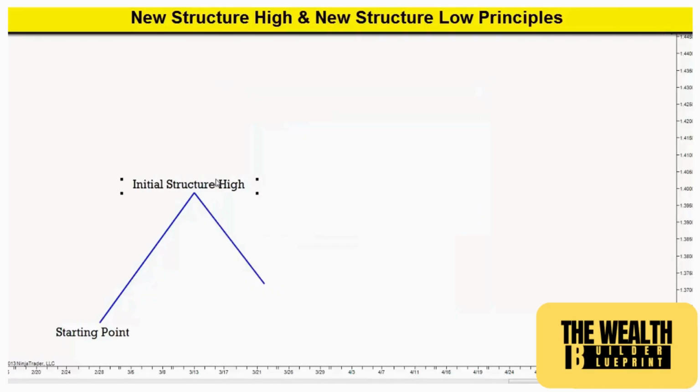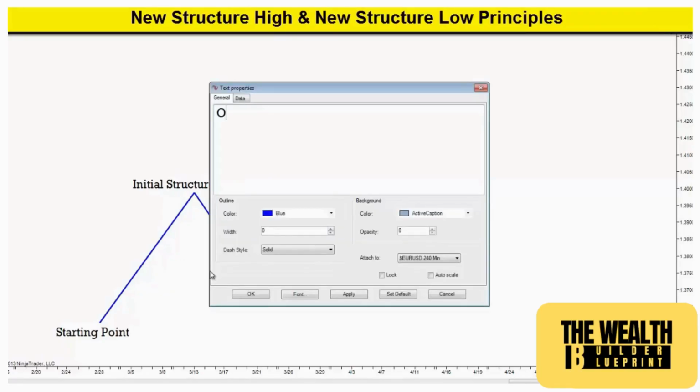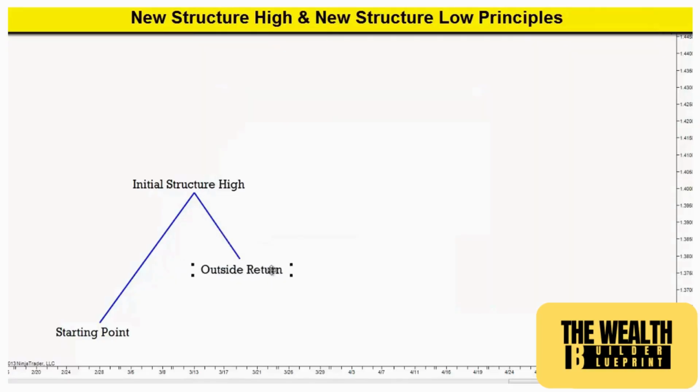Now, at this moment, we still don't know if we're in a trend or not. All we have is an impulse leg. So our starting point to our initial structure high. Then, as the market pulls back, we get our outside return. And what makes this outside return valid is the fact that this outside return completes higher than our starting point. If the market were to push below this starting point, so our initial start, then this would not be considered an outside return. And we look at the market as being in consolidation.